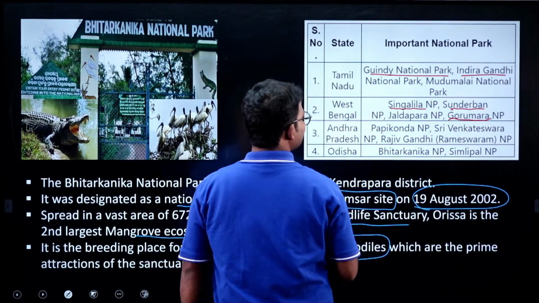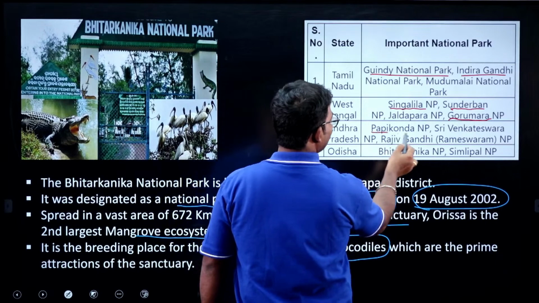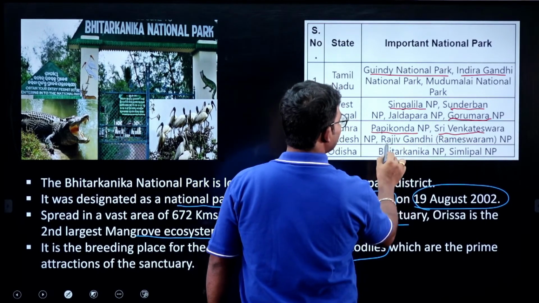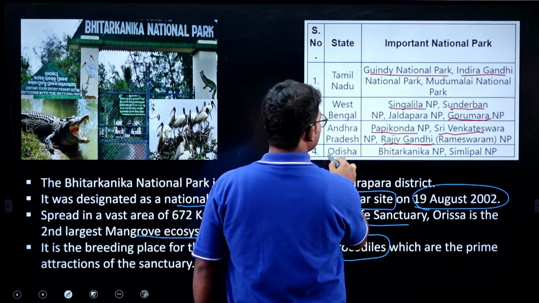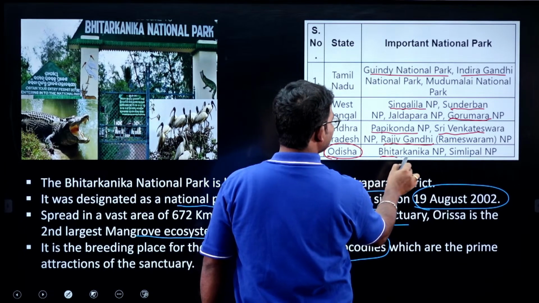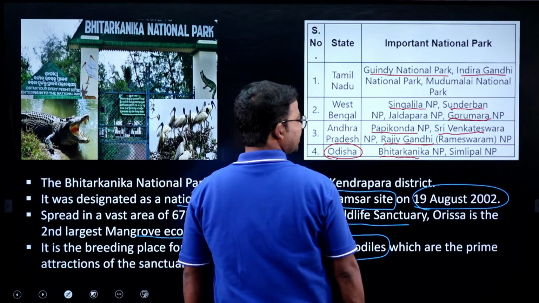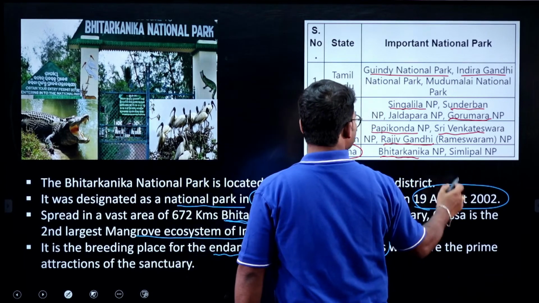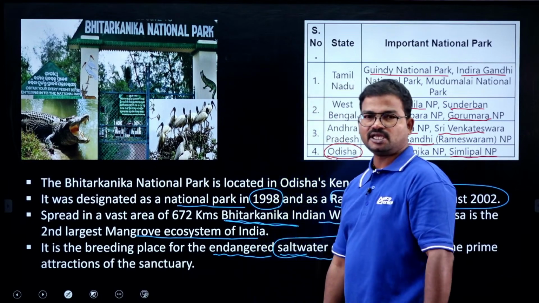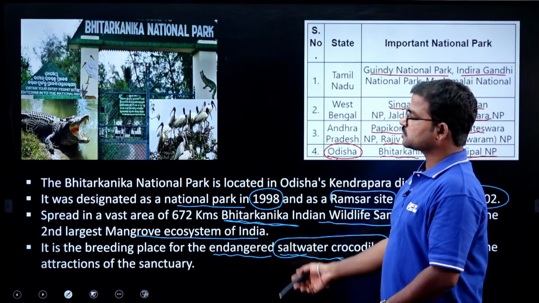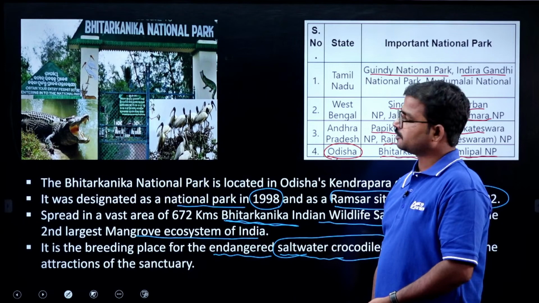Next, Sundarban National Park. Next, Andhra Pradesh, so Papikonda, next Sri Venkateswara National Park, next Rajiv Gandhi National Park exists. Odisha we already discussed, that is Bhitarkanika National Park. Next, at the same time, Simlipal National Park is also there, especially in Odisha. So you should also remember this additional data.